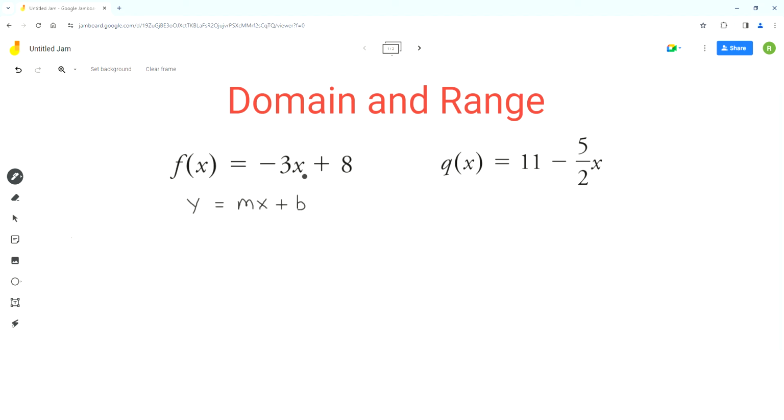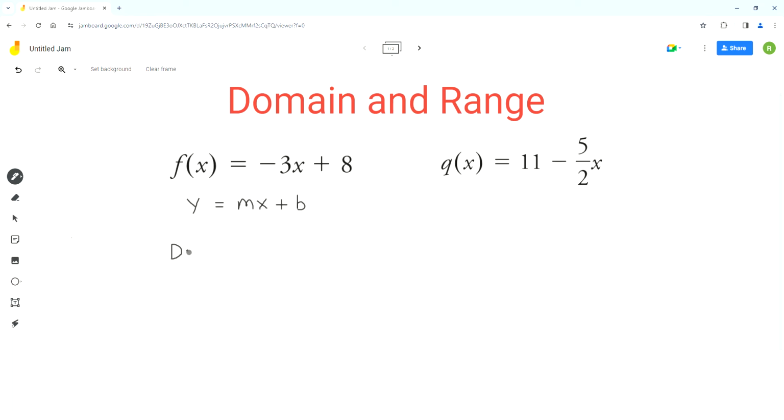The exponent on x is 1, so that's why this is a linear function. Now as you may know, the graph of a linear function is a straight line, and in this case it's an inclined line that extends indefinitely on both sides.